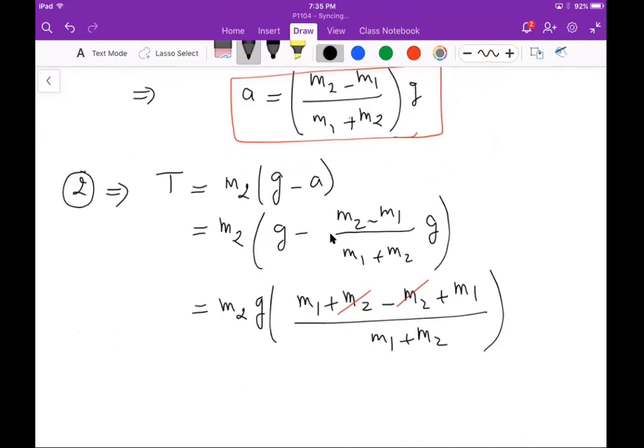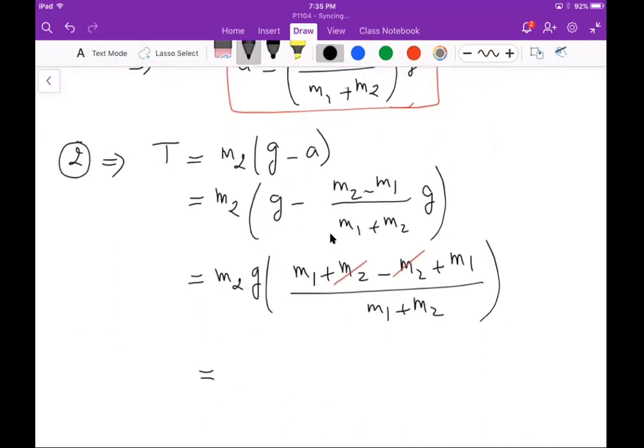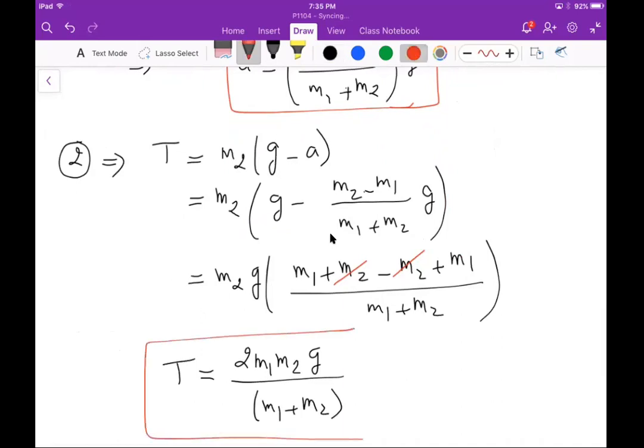Finally, we end up with 2M1 M2G divided by M1 plus M2. And so this is the tension in the cord that we are looking for. T is equal to 2M1 times M2 divided by M1 plus M2 multiplied by G.